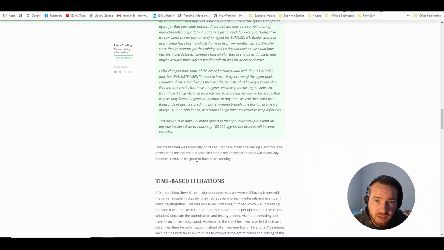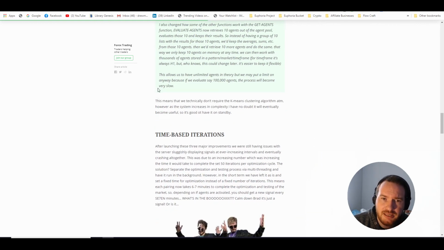We can work with thousands of agents stored in a pattern market time frame. For time frame, it's always 1 hour, which is what we train everything on at the moment. As you said, who knows, we could change this later, keep it flexible. So this allows us to have a technically unlimited number of agents, but we probably, as you said there, will put a limit on the agents, because if we have, say, 100,000 agents, the whole entire process is going to become too slow for us to function, and we want to be able to allocate our computation to other areas instead of just having a sheer massive number of agents when so many of them are probably very similar that it's almost indistinguishable, right?